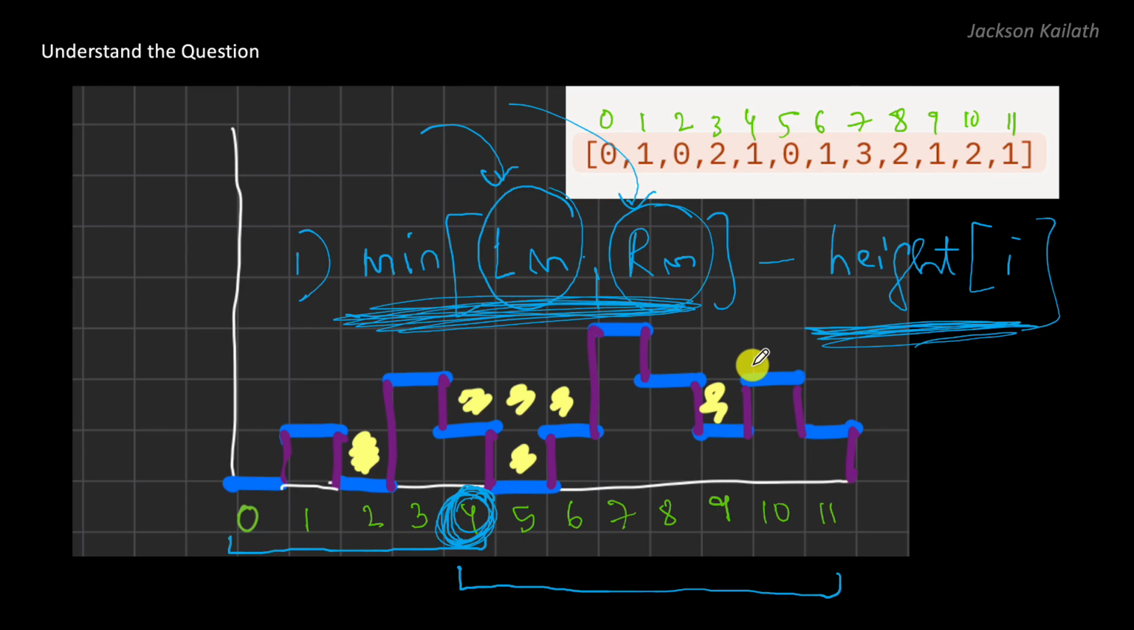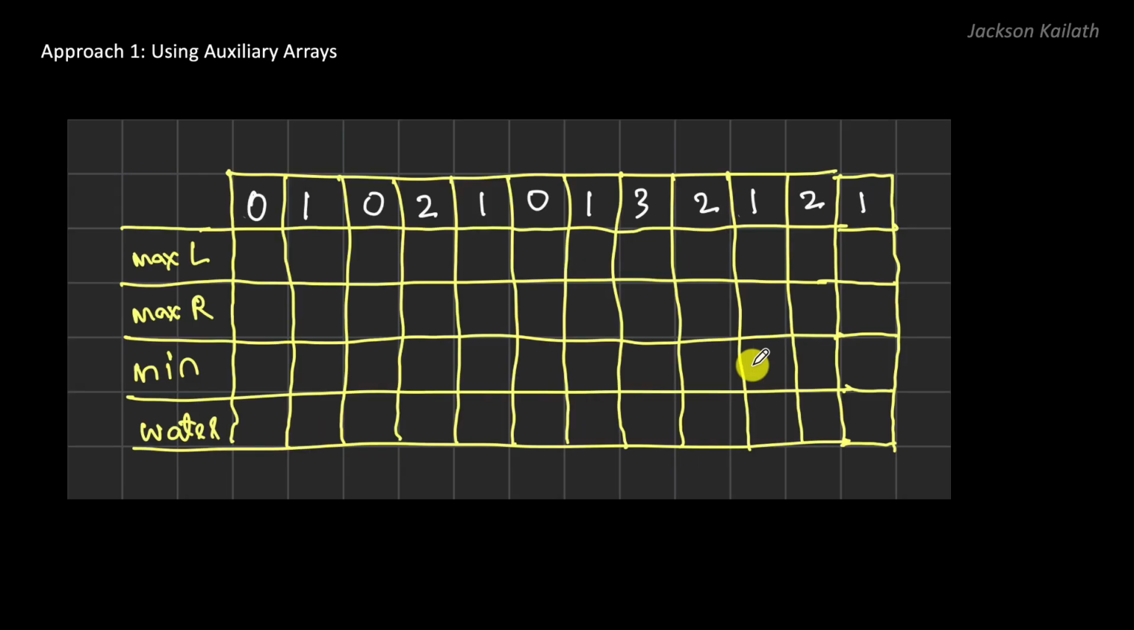Okay, so we have thoroughly understood the question and we have made a few interesting observations. Let's now proceed and solve this question. We'll be discussing two approaches. The first approach is using two auxiliary arrays, and the second approach will be without using any auxiliary arrays, and that would be just by using two pointers. Okay, so we'll discuss these two methods to solve this question.